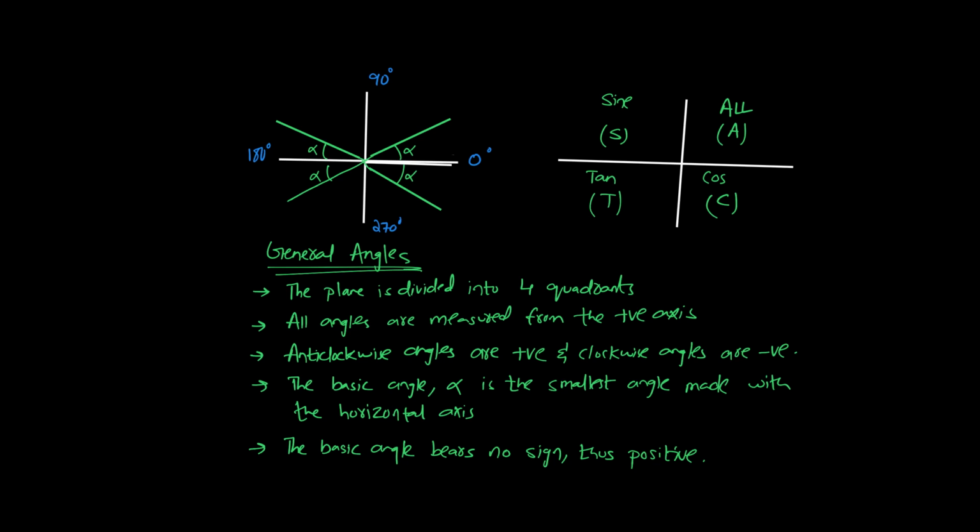Now anti-clockwise angles are positive. So all these angles, if you are taking an anti-clockwise angle, all these angles are positive, and clockwise angles are negative. If you are moving clockwise, the angles would be negative.